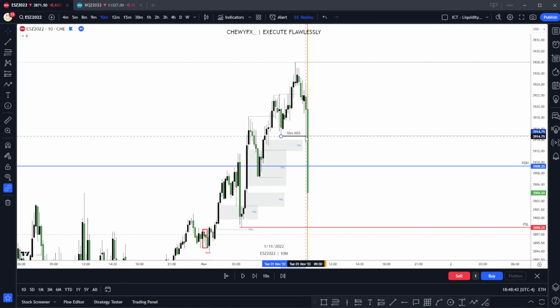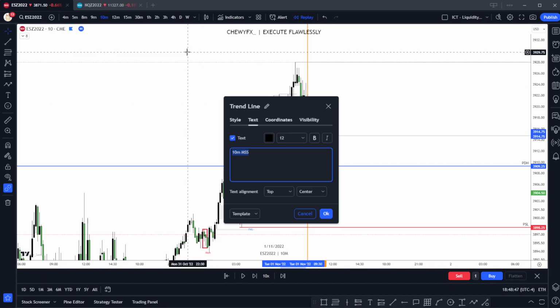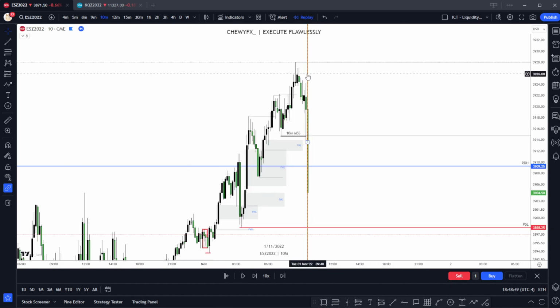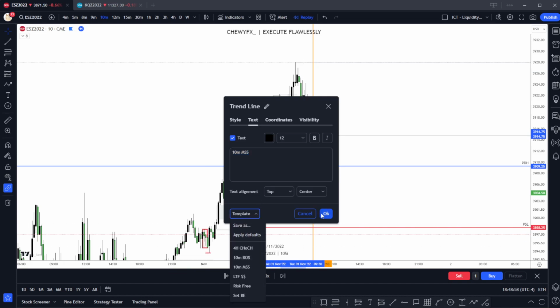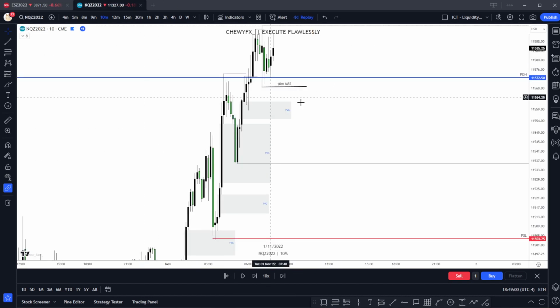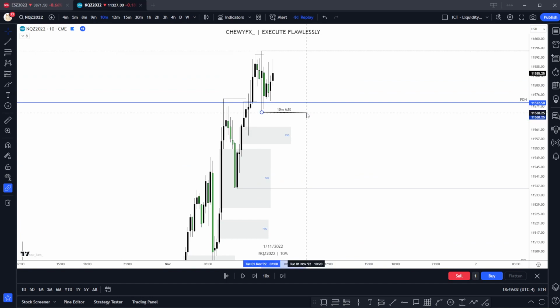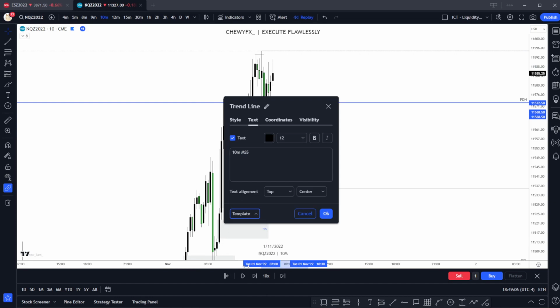Okay, it looks like we had the bearish market structure shift right before news, which is no problem. We don't want to be executing any trades at news. We want to wait at least like 5-10 minutes after news to execute trades. So if the entry comes up before 10:10, 10 minutes after the news, we are not going to be taking that entry.